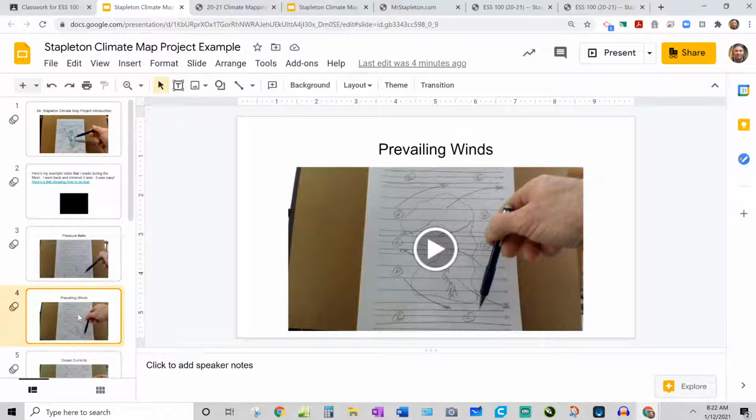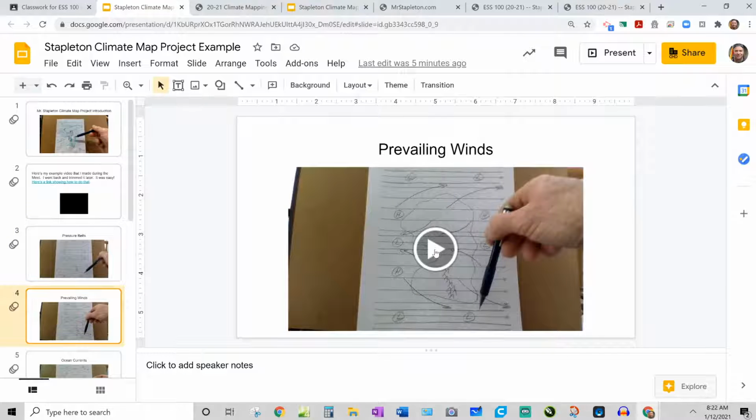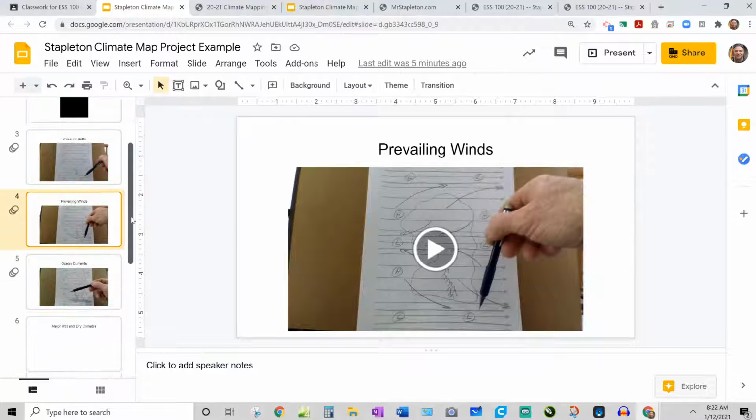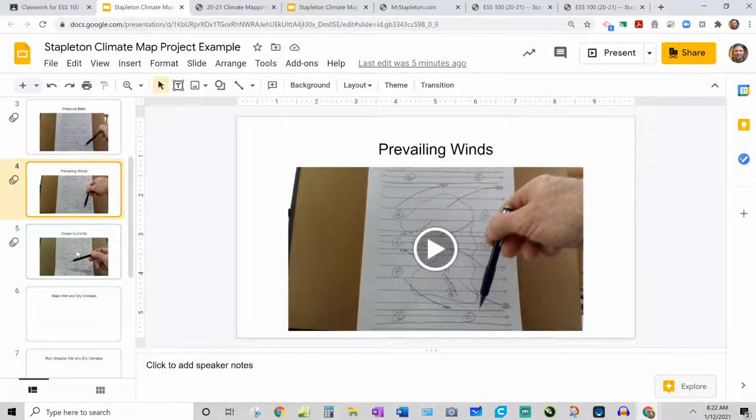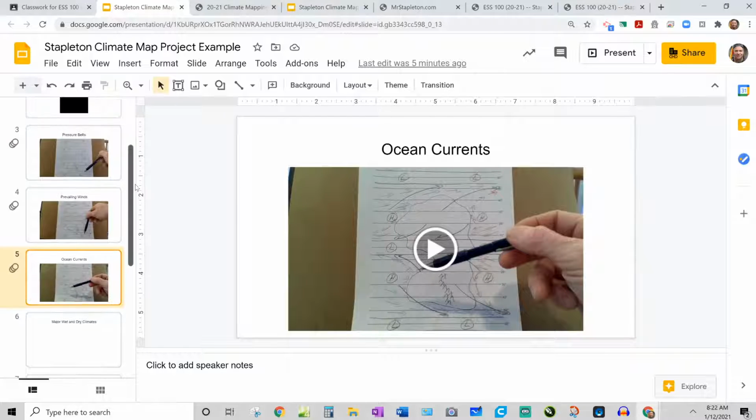And I'll just show you one more example. This is the prevailing wind. So what I really expect you to do is first create a continent, second draw the pressure belts, and then make a video like this. Third, draw the winds that result from the pressure belts, and then make a video explaining how you drew the winds. Fourth, draw the ocean currents, and then make a video explaining why the ocean currents are there, and just keep going in that order because each of these things depends on the one before it.